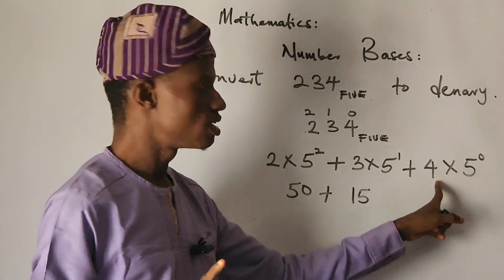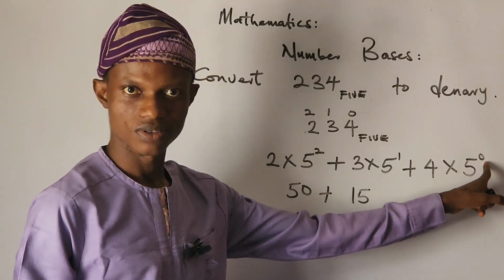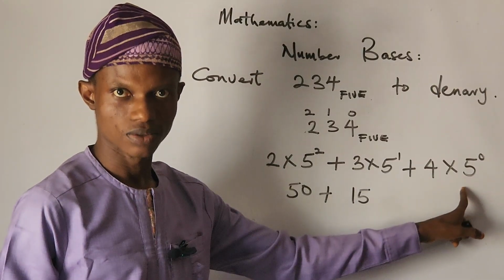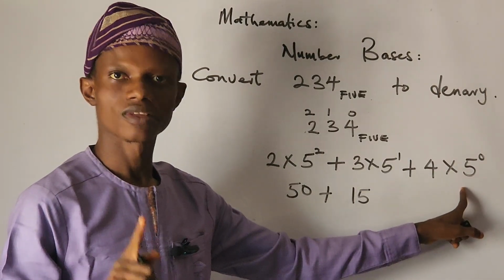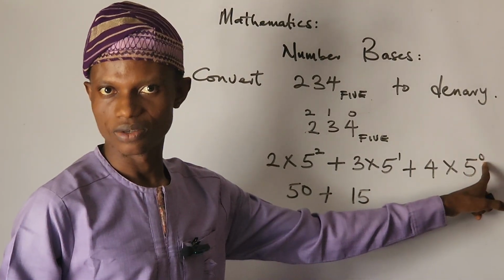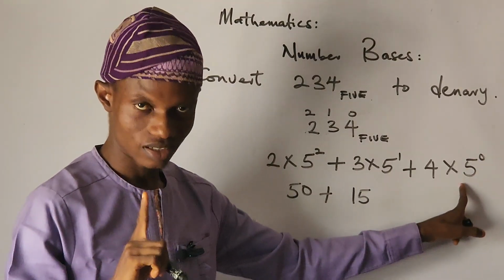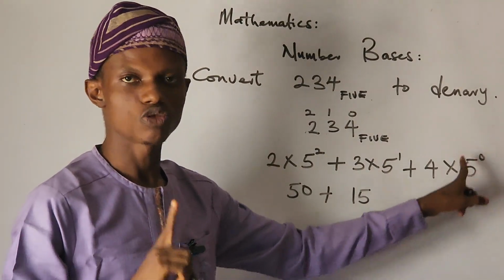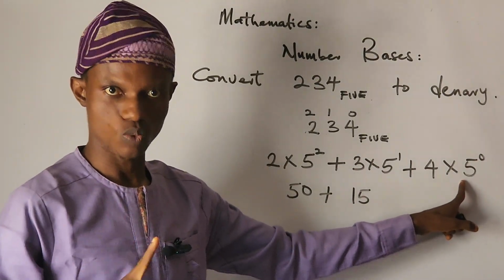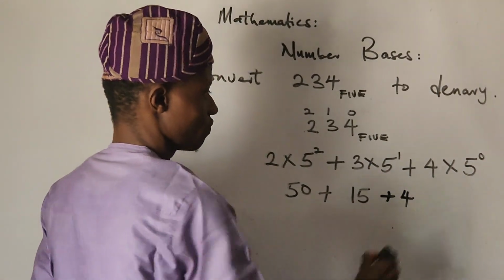Pay attention. 90% of students would say 5 raised to power 0 is 0, and then multiply 0 by 4 to get 0. That is not correct. Remember the law of indices. A number raised to power 0 is 1. So 5 raised to power 0 here is 1, not 0. Any number raised to the power of 0 is 1. So we have 1 times 4, 4.